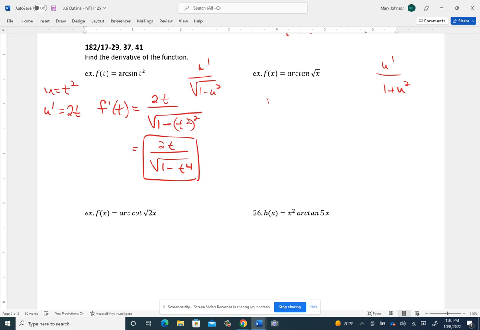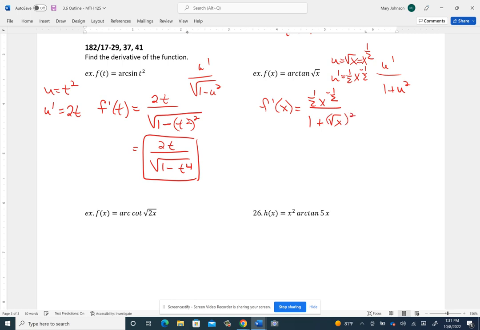All right, so when you do f prime, oops, this time it's an x, of x, you need to look at how on this one, u is the square root of x, okay, and that's x to the 1/2 power. So u prime would be 1/2 x to the negative 1/2. Okay, so I have 1/2 x to the negative 1/2 over 1 plus the square root of x squared.